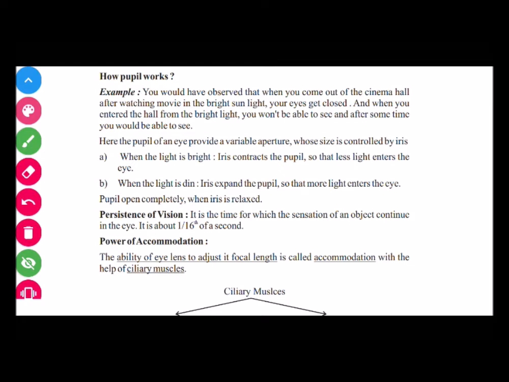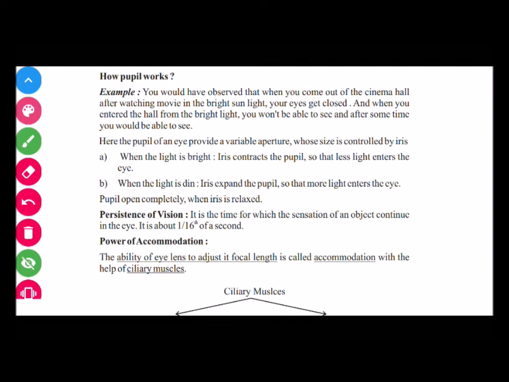So tell me, what will happen when you are entering into a cinema hall? Come on. When you are entering from bright light into dim light, the amount of light entering into your eyeball will be very small. Why? Because the aperture of your pupil will be very small at that time. But after some time, the pupil will dilate and you can see that clearly.